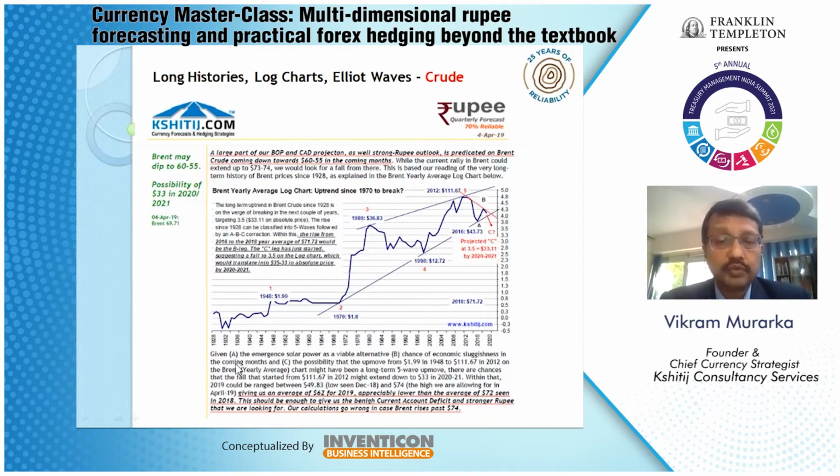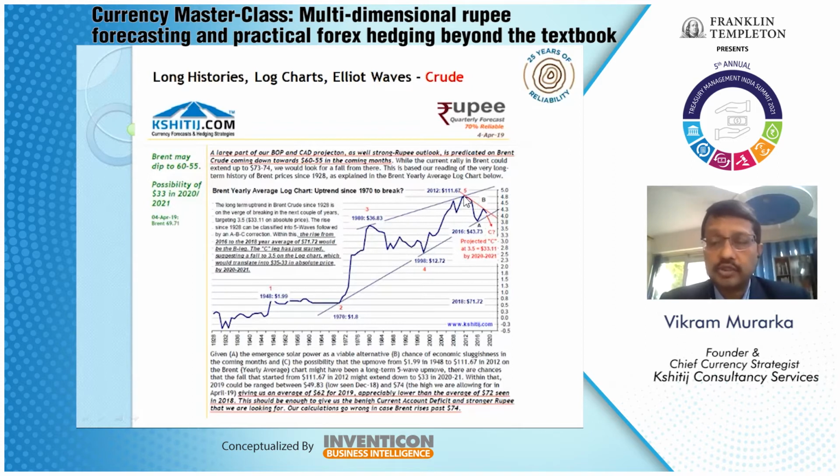And when we plot this, we can see a possible 5-wave structure of Elliott wave. The first wave being a rise to $1.99 in 1948, then a sideways correction, a slight downward correction to $1.8 in 1970 as wave 2. Then a rise to $36.83 in 1980 as wave 3, a fall to $12.72 in 1998 as wave 4, and then a rise to 111.67 in 2012 as wave 5, completing a historic up move of crude.